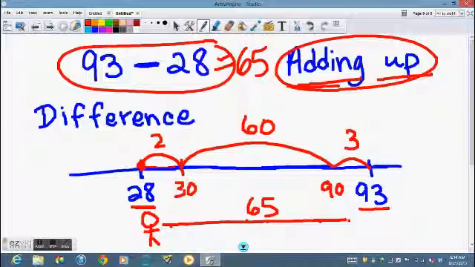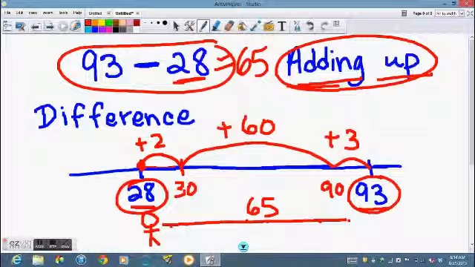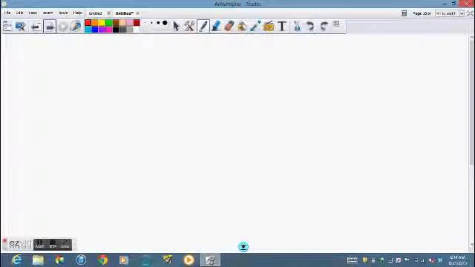Alright, so let's look at another example. Let's say we're doing 420 minus 160, and we want to use this technique of adding up. So we're going to start at 160. You don't have to draw the number line. You don't even have to write anything down if you can do this in your head, but it's okay to write things down. So we're starting at 160, and we want to try to get to 420.